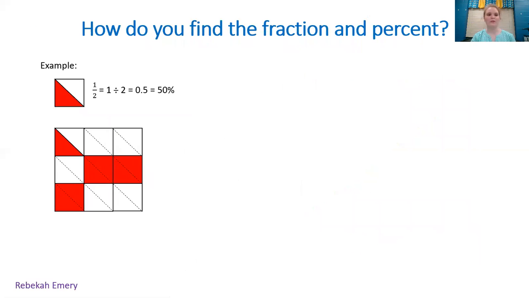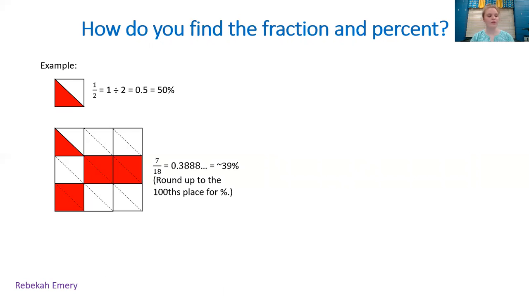Moving on to fractions and percents. Question, how do you find the fraction and the percent of the red shaded portion? Well, when you're looking for a fraction and a percent of a shape, the first thing you must do is to make sure all parts are the same size. Let's begin with a simple example. Here there are two parts of equal size and one part is shaded. Our fraction is 1/2, which is equal to 1 divided by 2, which is 0.5, which then equals 50%, or 50 out of 100.